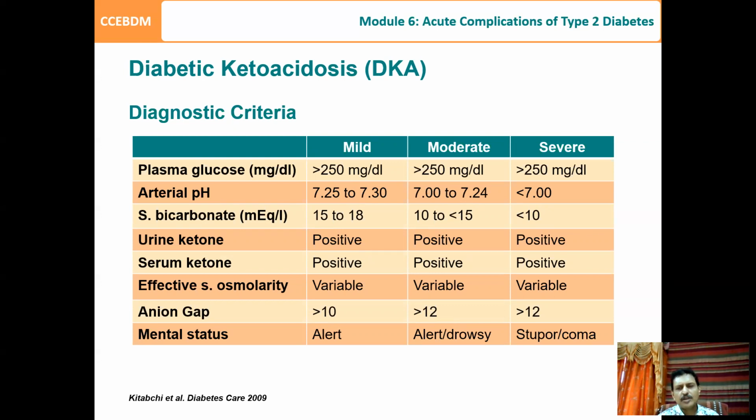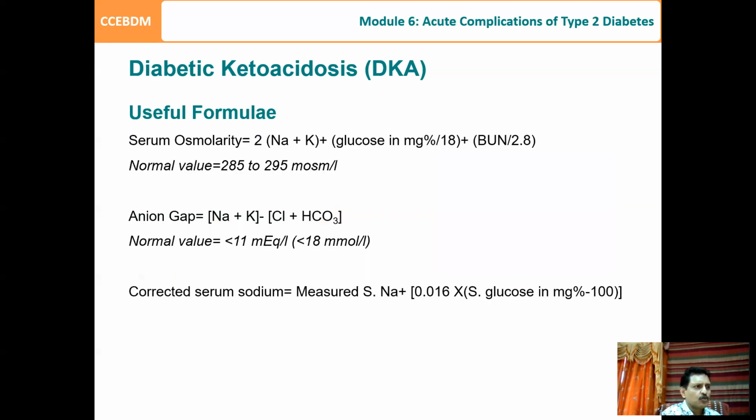So when the patient has a severe degree of diabetic ketoacidosis, in most situations they have severe drowsiness, stupor or coma. So the neurological symptoms deteriorate over the progression of the disease, depending on the severity of the disease.